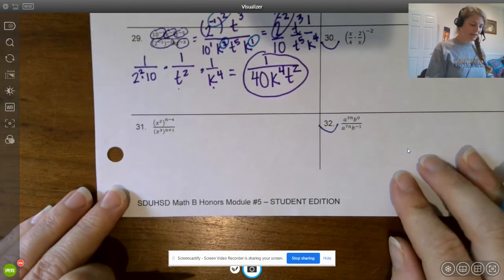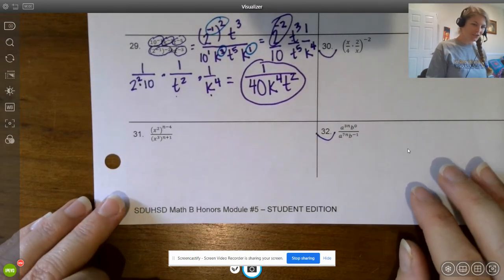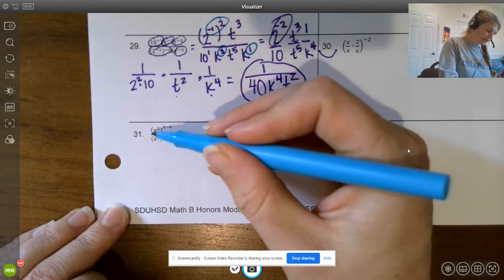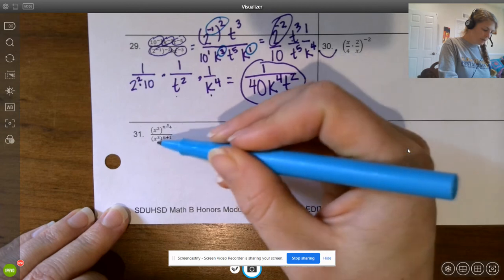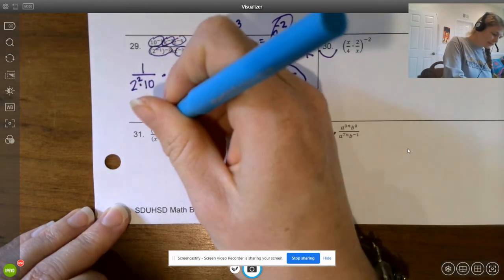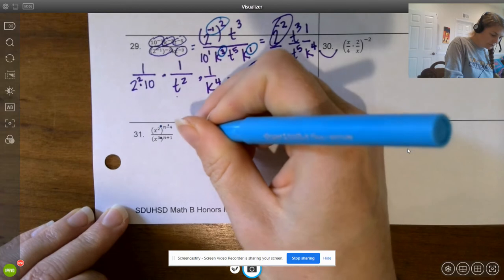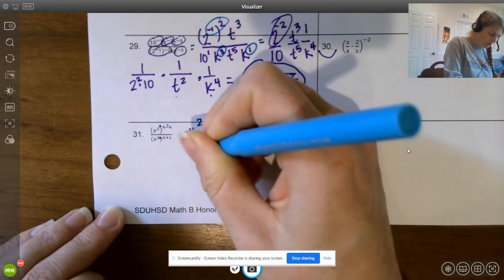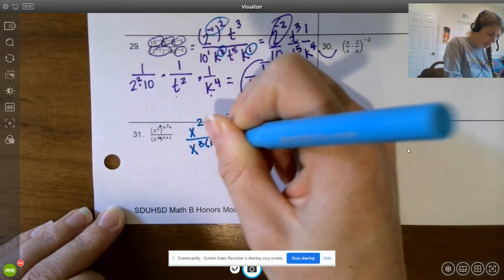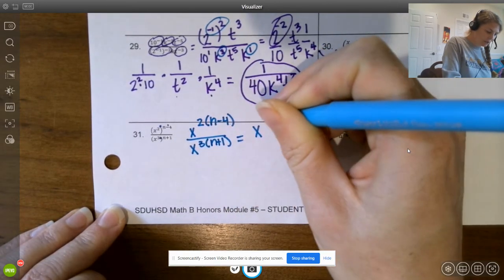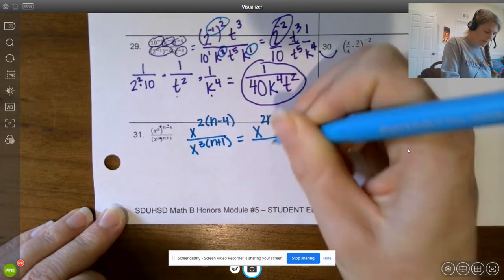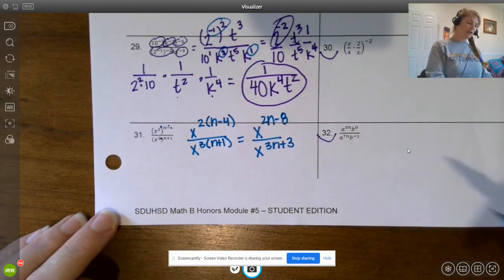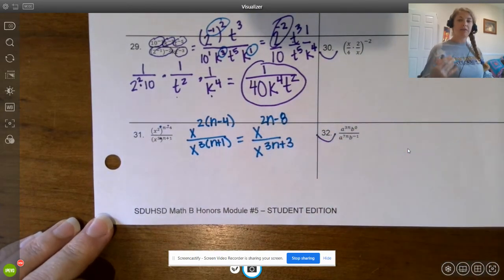Okay, I'm going to help you with 31, and then you're going to finish the page. So taking a look here at 31. Oh, so we have x to the second to a power and x to the third to a power. So what I'm going to do is simplify this power of a power. So remember, this is going to be x to the 2 times n minus 4 over x to the 3 times n plus 1. So I'm going to get x to the 2n minus 8 over x to the 3n plus 3. So now, because we are dividing with the same base, we have a quotient of powers.